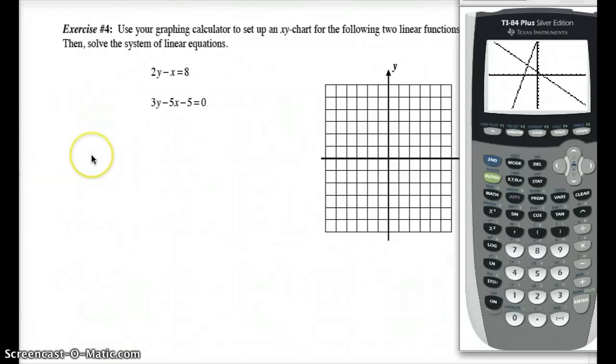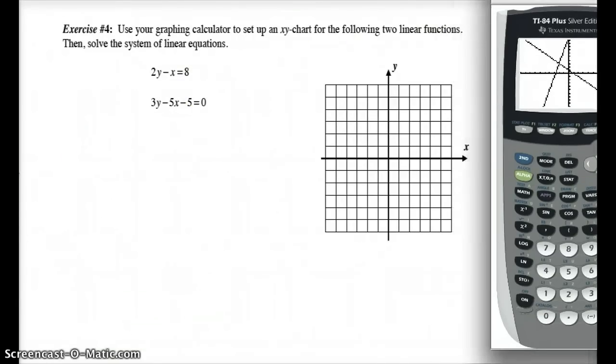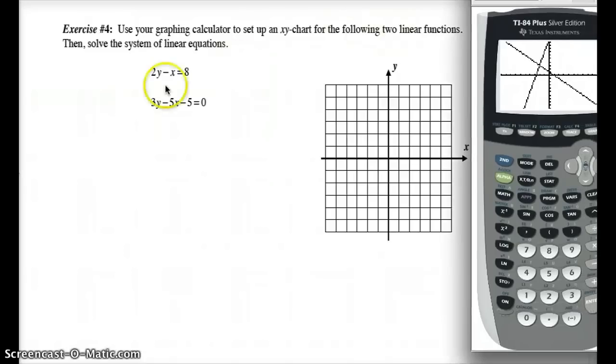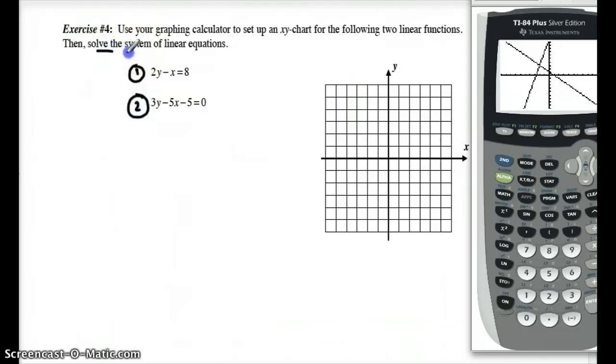Okay, exercise 4. Use your graphing calculator to set up an XY chart for the following two linear functions. Then solve the system of linear equations. Okay, so we have number 1, number 2. And I just want to point out, solve the system of linear equations means find the POI. So that's important that you note that.